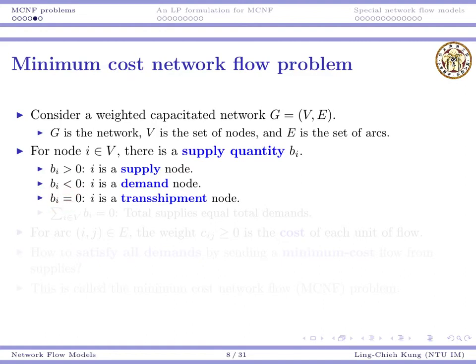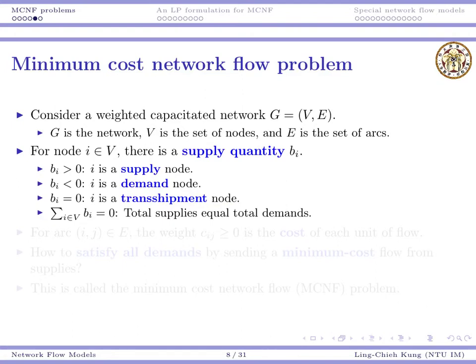If Bi is 0, that means there's no supply and there's no demand. It's just a transshipment node. That means it's just some distribution center, or some intermediate place for you to stop or change your routes.